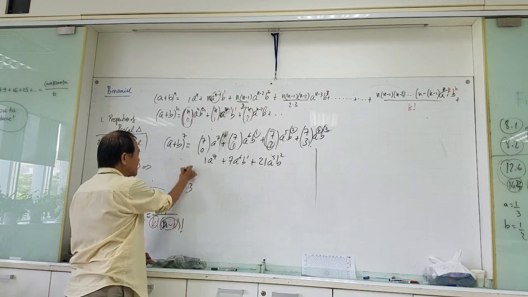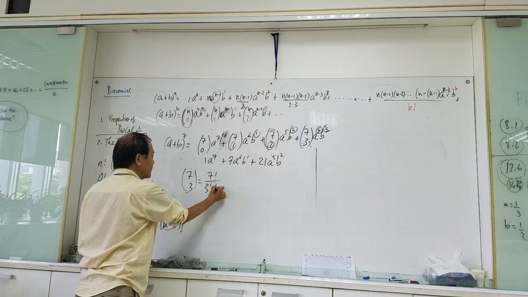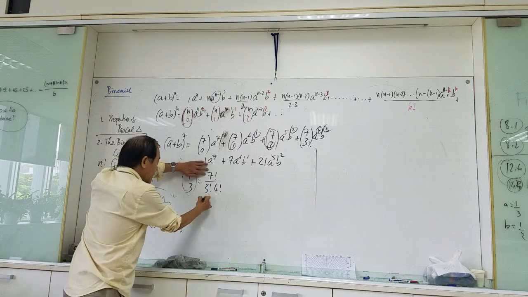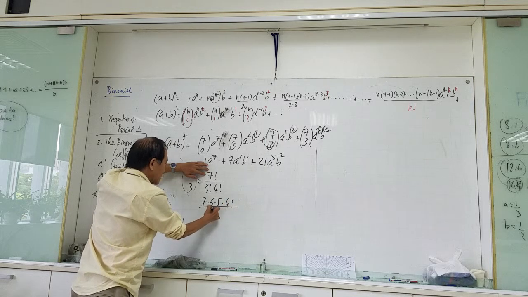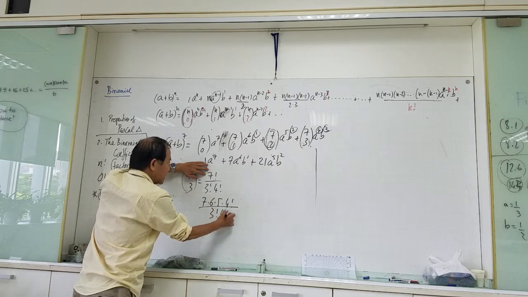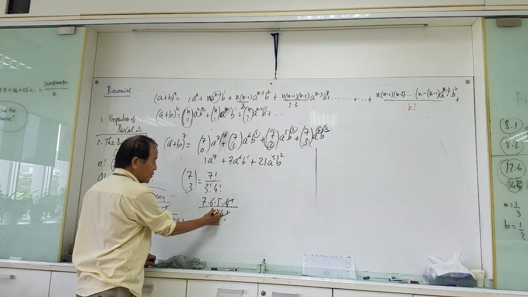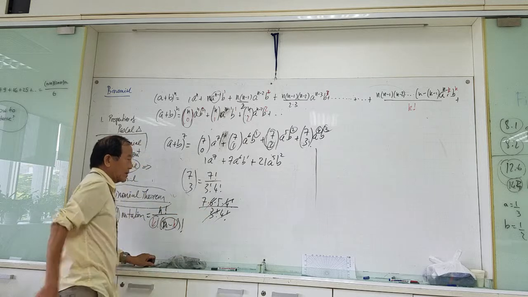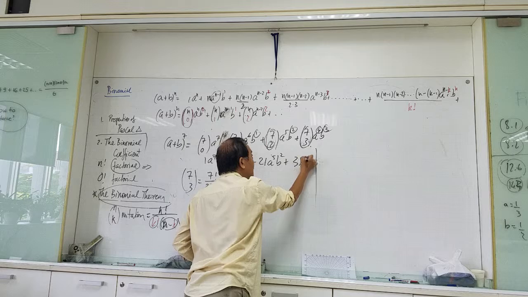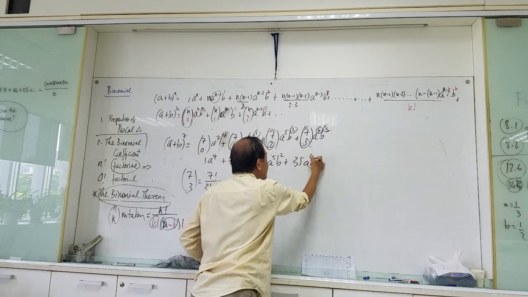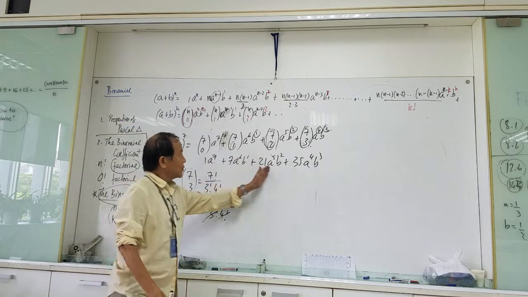Okay, so 7, 3 here equals 7 factorial over 3 factorial times 4 factorial. So then we expand 7 times 6 times 5 times 4 factorial divided by 3 factorial times 4 factorial. Cancel that 4 factorial here. And 3 factorial means 3 times 2 equals 6. Cancel that 6. 7 times 5 equals 35. Then again, this one here equals 35 a to the 4th power b cubed. So far so good. 1, 2, 3, 4.